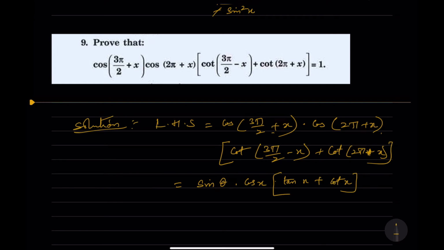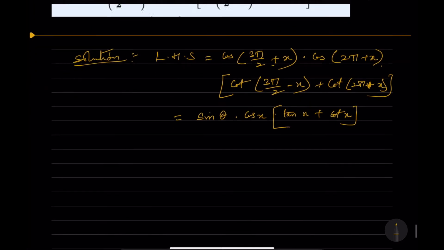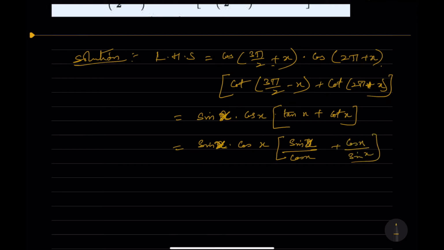So 3π/2 is nothing but 270 plus x. So you have cos(270 + x) is sin x, and cos(2π + x), that is 360 plus x, is again cos x itself. Here cot(270 − x) is equal to tan x, and cot(2π + x), again you will get back cot itself, cot x. So which is equal to sin x into cos x into (sin x / cos x + cos x / sin x). So when you cancel the terms over here, you will get sin square x plus cos square x.